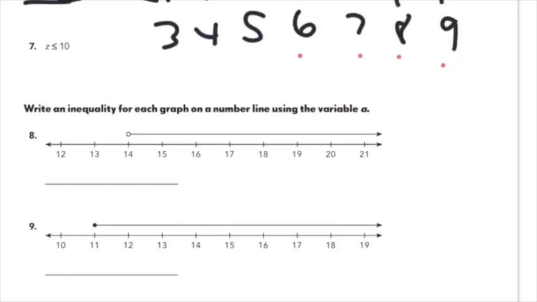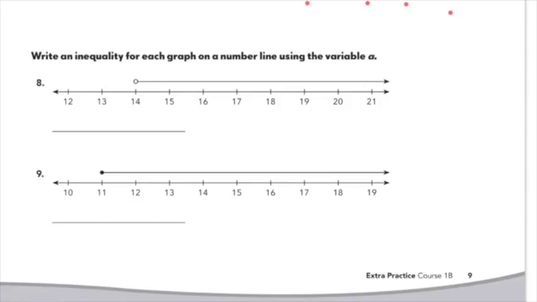Okay, at the bottom here it says write inequality. So basically what we're doing is the opposite. You have a variable that's a. So this one here, it's a is greater than 14. The reason why it's greater than, not equal to, is because again we have the open circle.